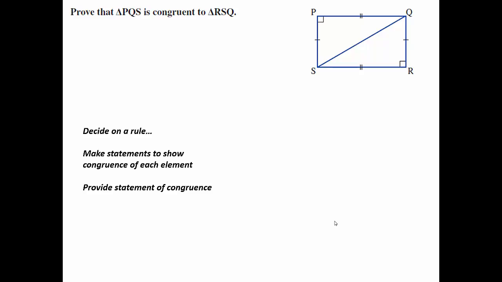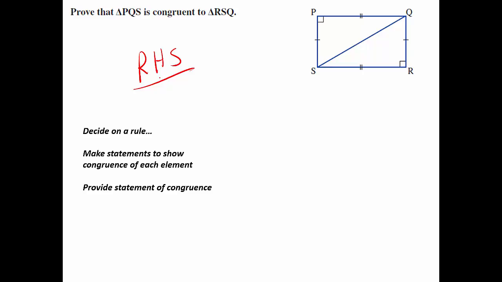So we have to make all of the statements in the reverse order and then say the 2 triangles are congruent and give our rule. So looking at this, I can see the rule, easy rule, would be the right angle, a side, and a hypotenuse. So that's my deciding on a rule. I'm looking for the RHS rule. So I have to make statements to show congruence of each element. So I'm going to make statements to say that I have this actual rule, RHS.